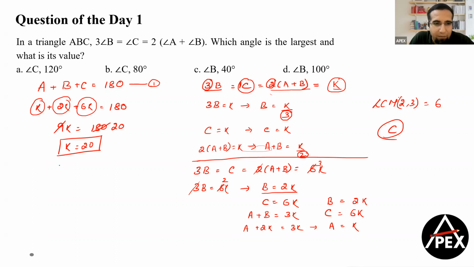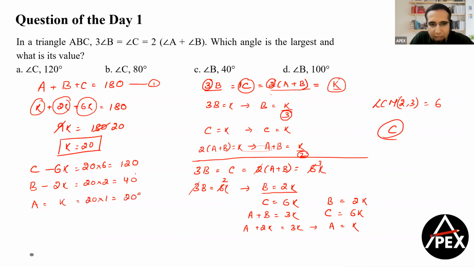So if K is equal to 20, the value of C is equal to 6K. So 6K becomes 20 into 6, which is equal to how much, guys? 120. So here angle C is equal to 120. Angle B is equal to 2K, which will be nothing but 20 into 2, which will give me 40 here. And angle A is equal to K, and we get the value of 20 into 1, which is equal to 20. So these are the measures of the three angles, that is 20, 40, and 120. When we add them, we see that the sum of them is equal to 180 degrees, right?